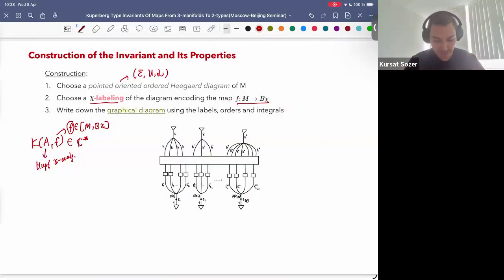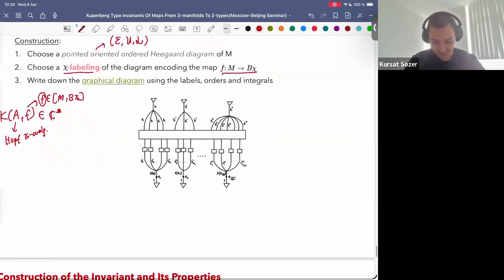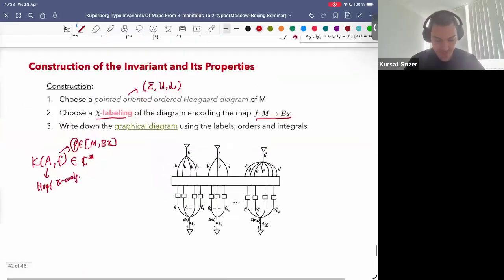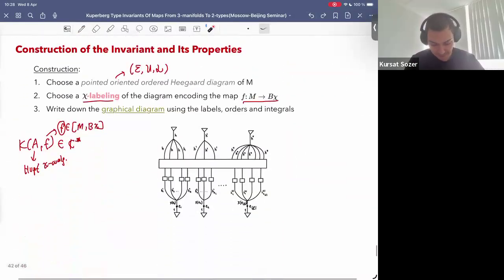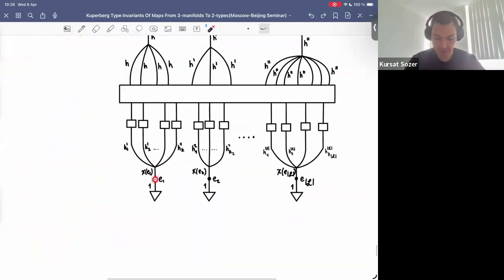And then we write down a graphical diagram using these labels. Okay. So what do we do? We start, we have a diagram like here. At the bottom, we have lower circles and there's order between them. So we pick the first lower circle. We look at its E label. Then we put this E label as a chi action.